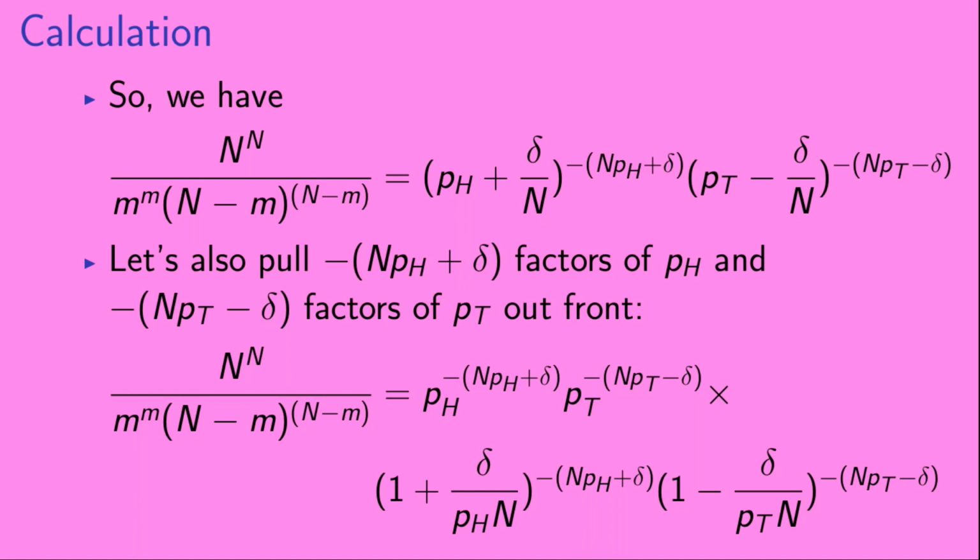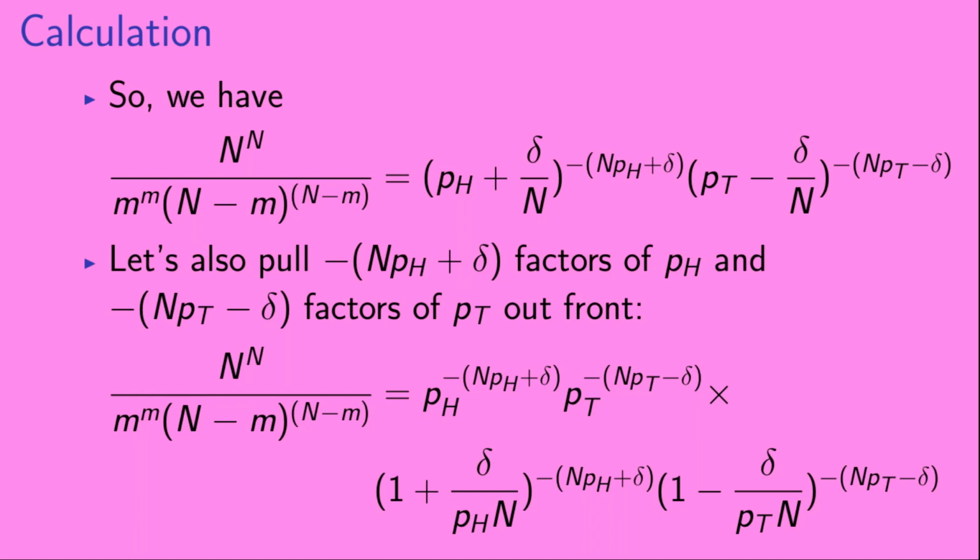Now let's also pull −n(ph+δ) factors of ph out of the first factor and put them out front, and pull −n(pt−δ) factors of pt out of the second factor and put them out front.